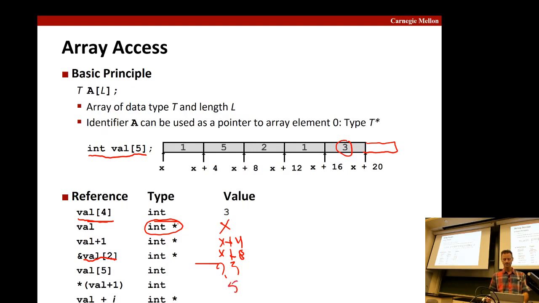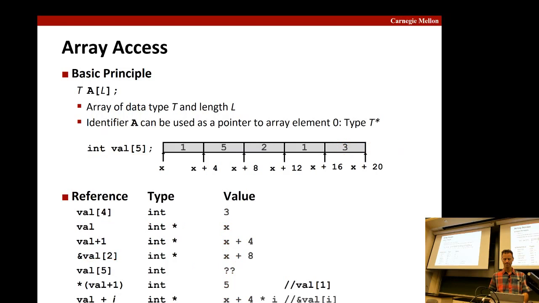And what about just val plus I? Okay, so in general, val plus I, so that was val plus 1, we saw the example earlier. In general, since each of these things are ints, then for every I, we're going to add 4 more. So it's equivalent to X plus 4 times I. So any questions on those?